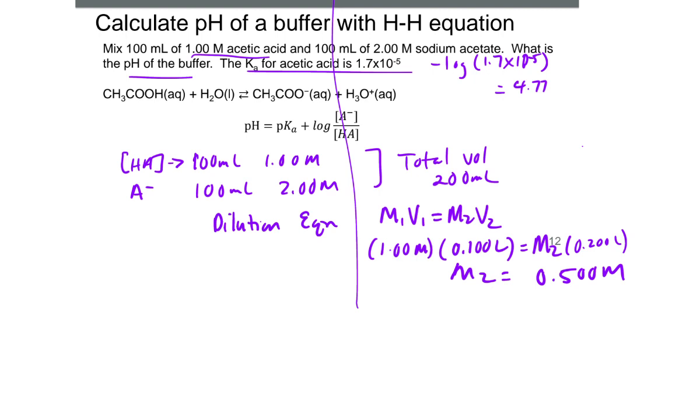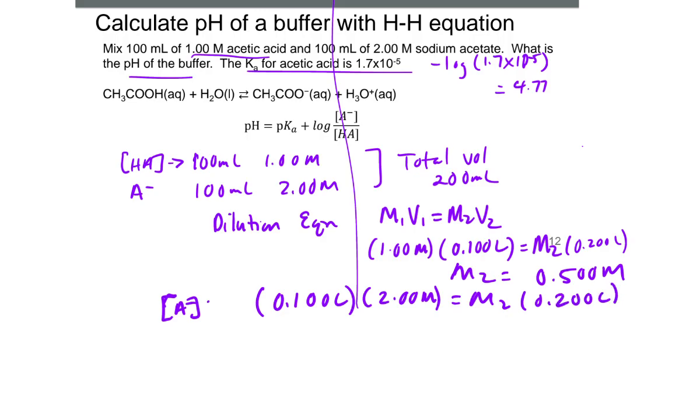And for A minus, concentration of A minus, we start with 100 milliliters or 0.1 liters of 2 mole per liter solution. And we dilute up to 0.2 liters. So M2 is 1 mole per liter. So now we have our HA concentration. We have our A minus concentration. We have pKa. And so we can solve for the pH.